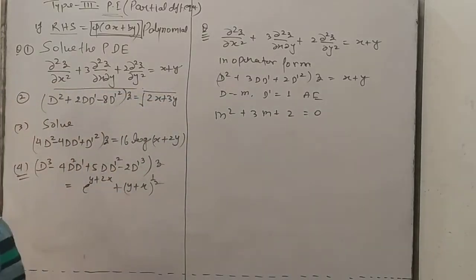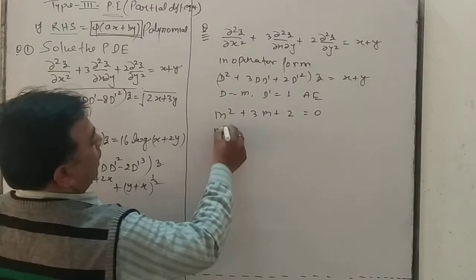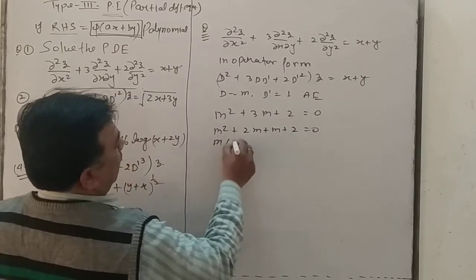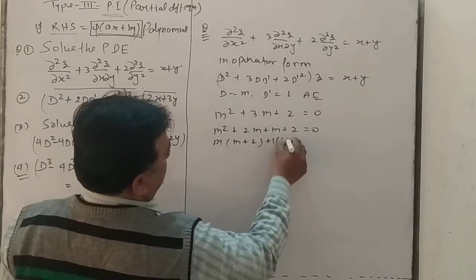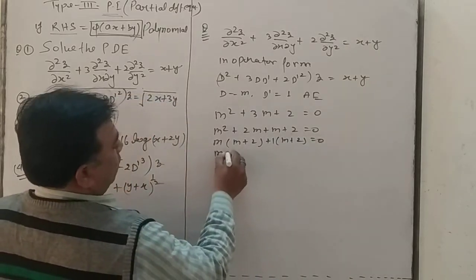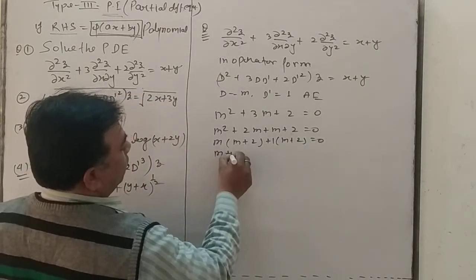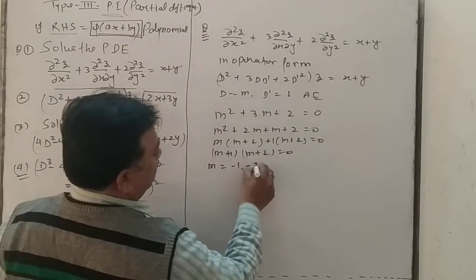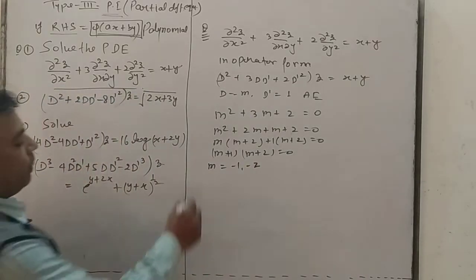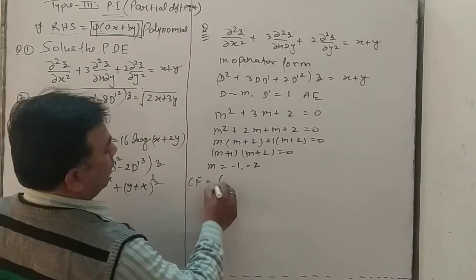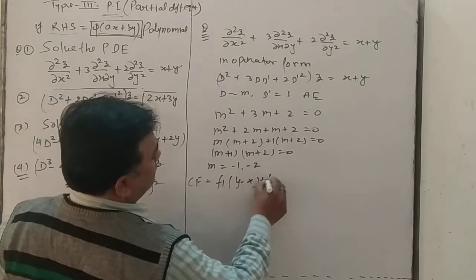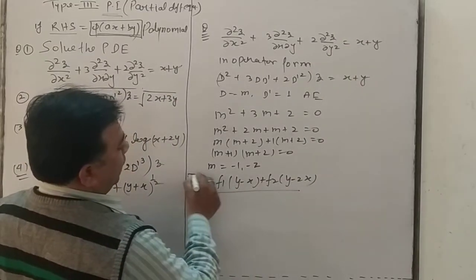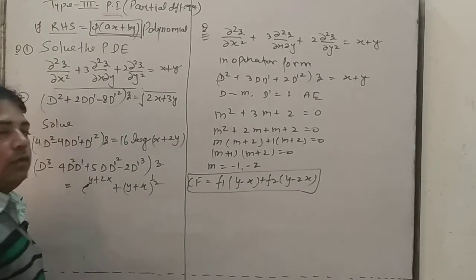This is a quadratic equation. You factorize it: m square plus 2m plus m plus 2 equals 0, so (m plus 1)(m plus 2) equals 0. You get the values of m equal to minus 1 and minus 2. Write the CF: CF equals f1 of (y minus x) plus f2 of (y minus 2x). This is the CF of this partial differential equation. After that you will find the PI.